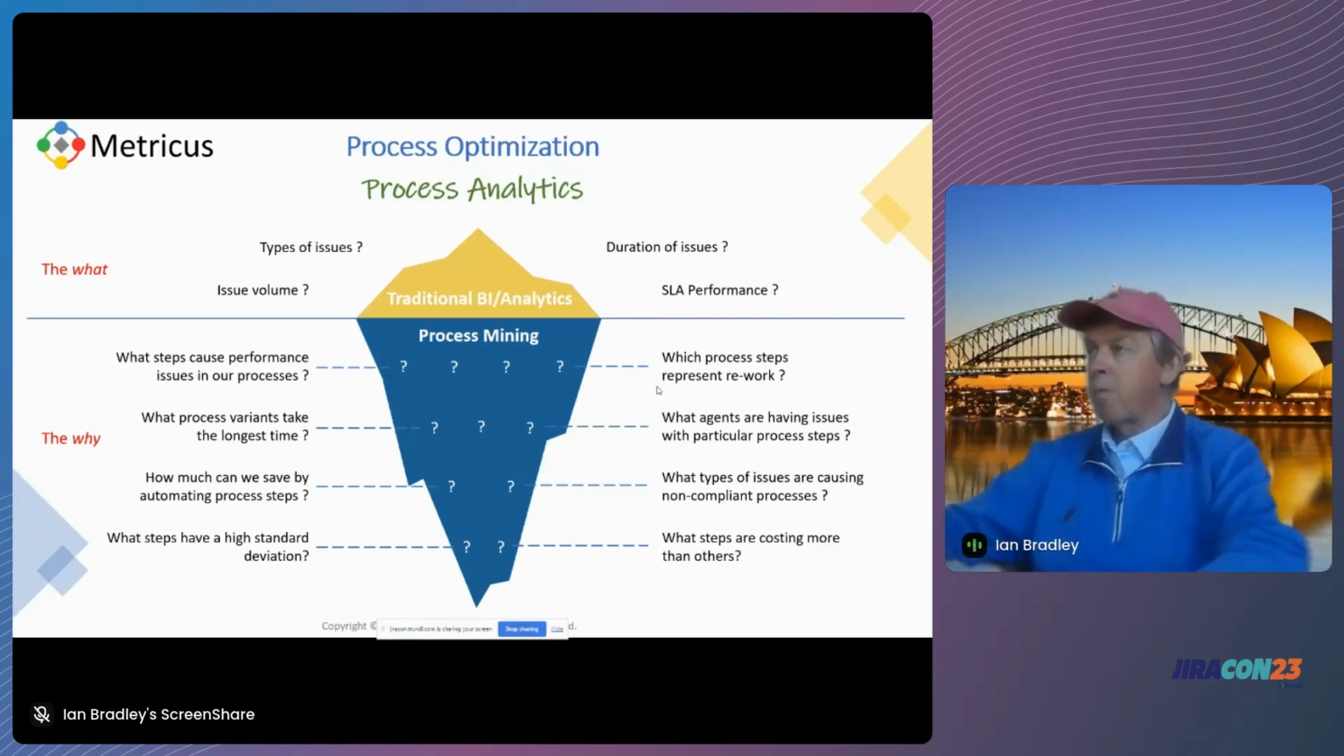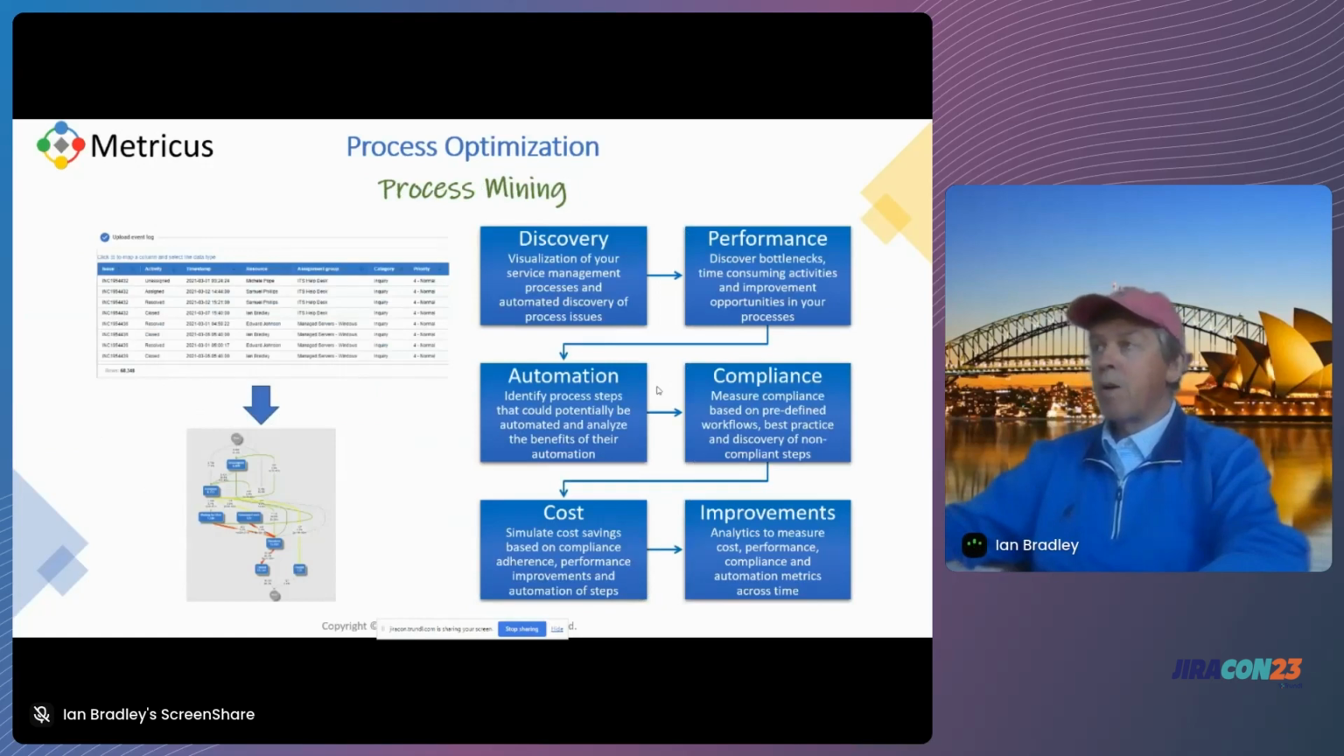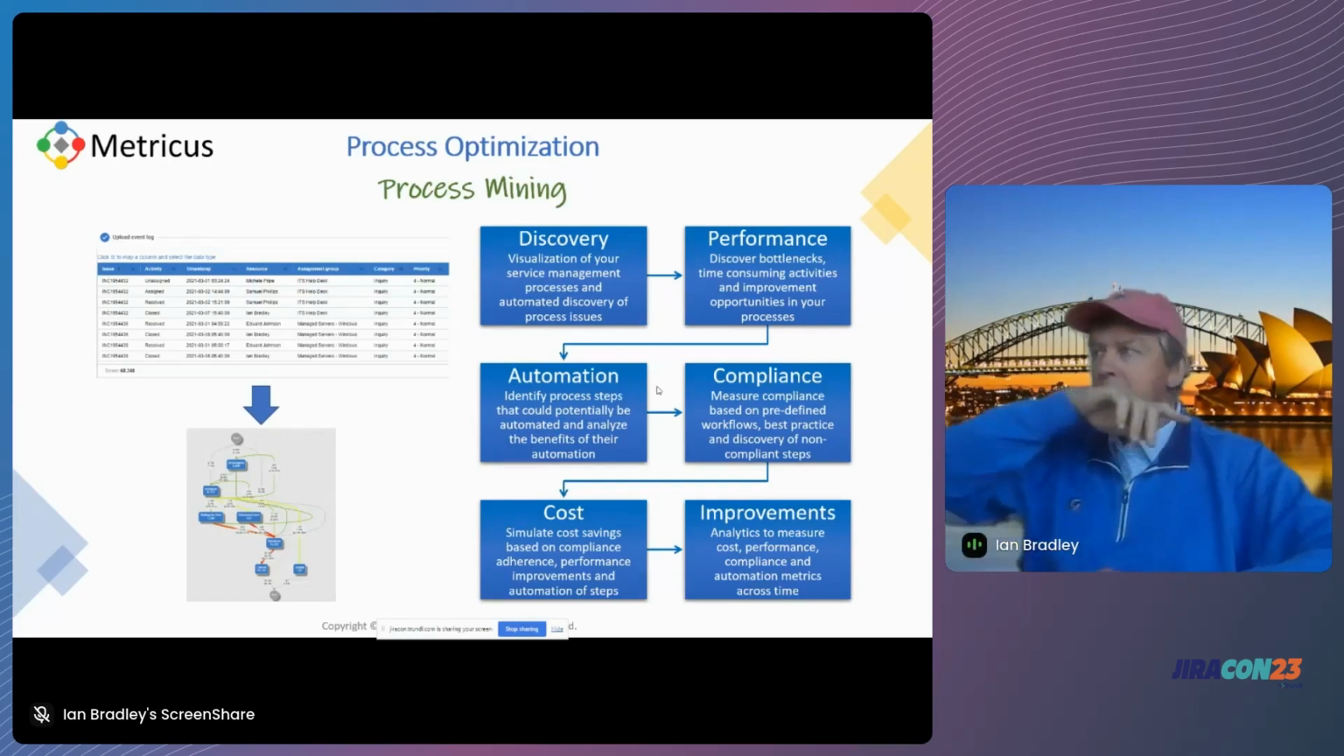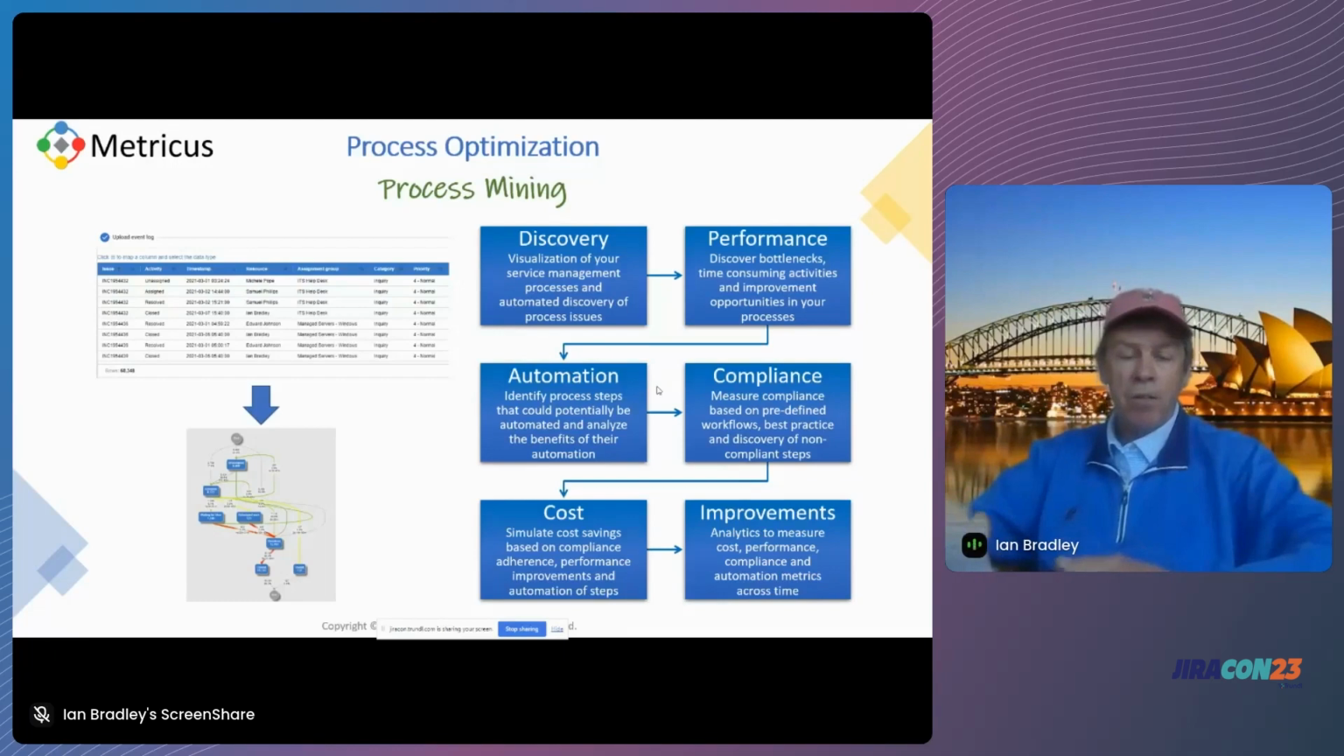Okay, so what is process mining? It's a data science. It's a specific technology. It started in Northern Europe, focused on financial processes about 10, 12 years ago, and it's now morphed into the fastest growing area within data science. And what we're really doing is looking at what's happening in the event logs in Jira, the activity, the work logs.